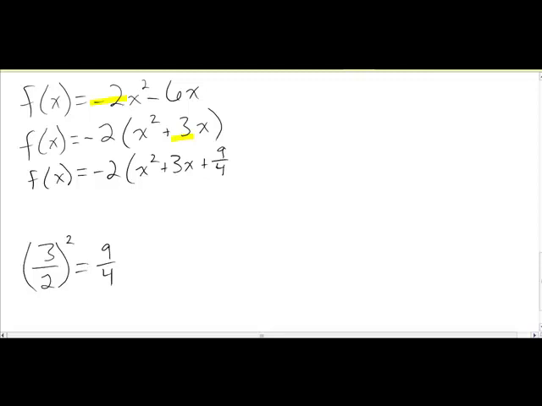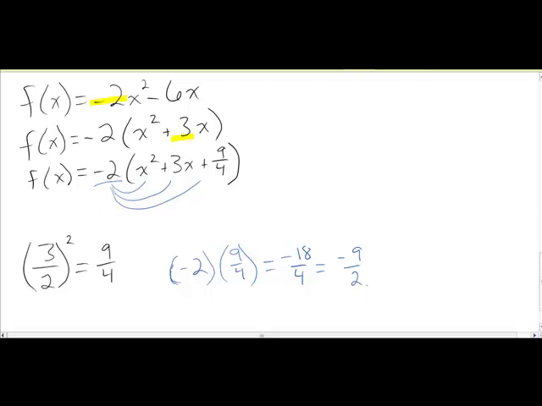Now it's important that I add that 9/4 inside the parentheses, because if you remember back to the last example, I cannot just randomly add some value to this problem. I've also got to subtract the exact same value in order to keep it equal to itself. But I didn't actually just add 9/4 there, because think about what's going on. I've got this negative 2 out here that's being multiplied times everything in these parentheses. So really what I did is I added negative 2 times 9/4, which is equal to negative 18/4, and let's go ahead and reduce that to negative 9/2.